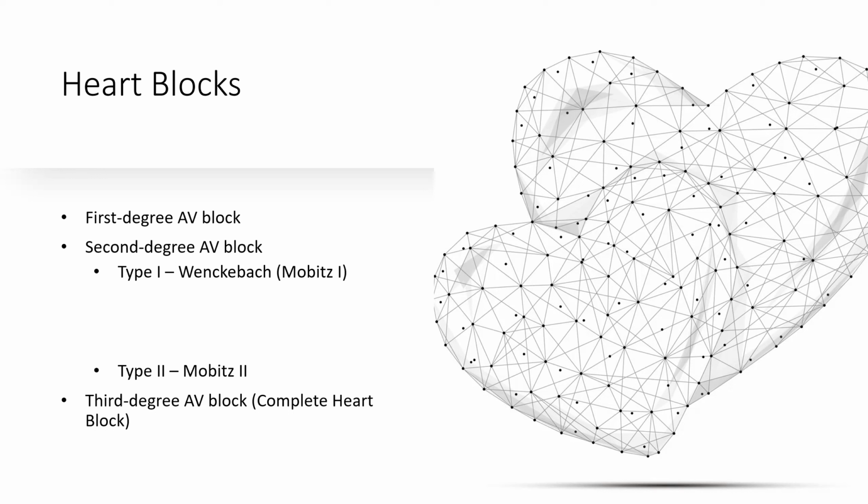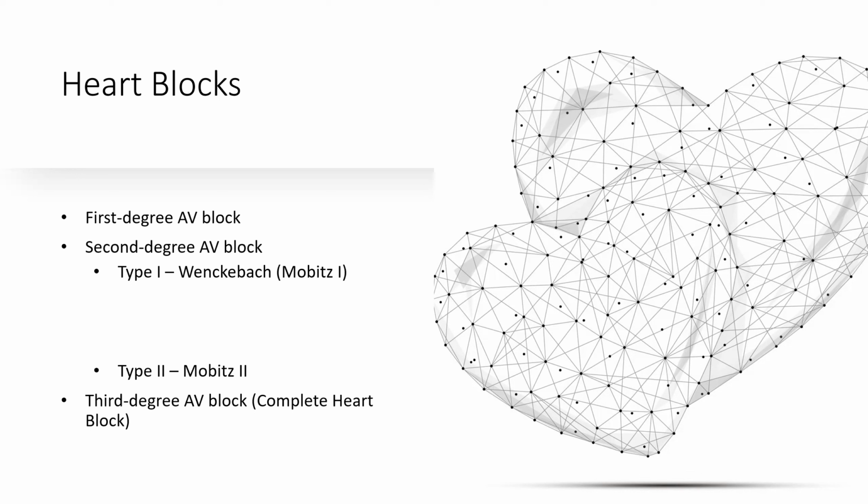They're AV node blocks. This is when there's a delayed or failed conduction of impulses through the AV node that would lead into the ventricles. So in these situations, the conduction through the heart is either going to be decreased or slowed or halted or stopped. The PR interval in these types of heart blocks is going to be key. So we're making sure we look at our PR interval.